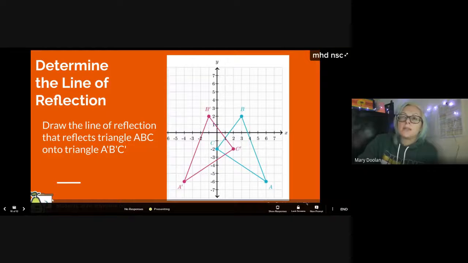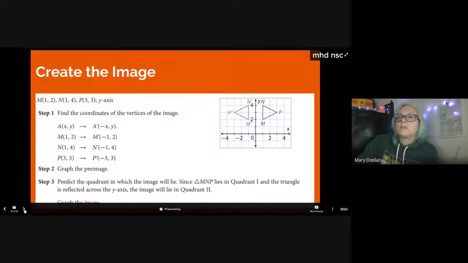This is another one, determining the line of reflection. And then this is an example where they're giving you 3 ordered pairs, a line of reflection, and they're taking the ordered pairs and performing the coordinate notation.